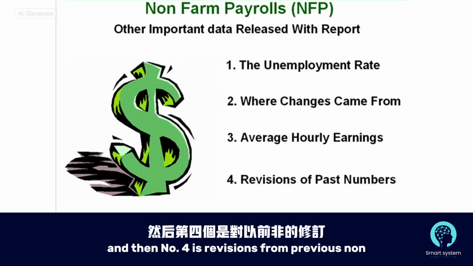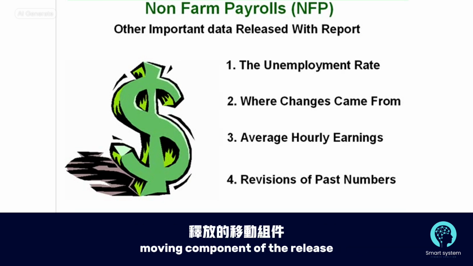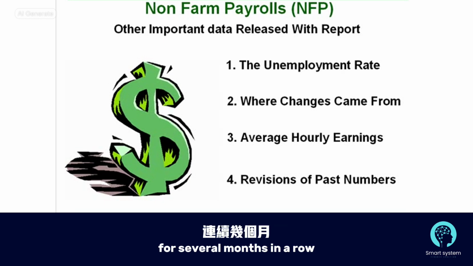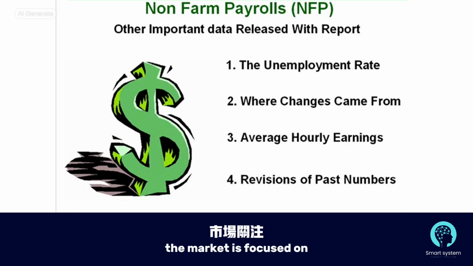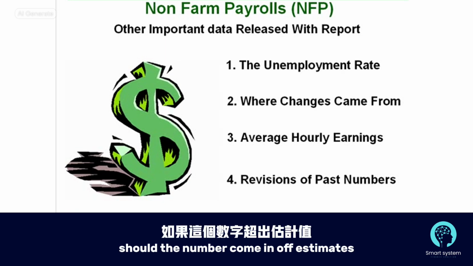And then number 4 is revisions from previous non-farm payrolls releases. This can be a market moving component of the release if there are significant revisions on the past month's numbers, as traders adjust their expectations for prices in the markets based on that revision. As with all economic numbers that we study, after following the release for several months in a row, you're going to have a good feel of what the market is focused on and how it will most likely react should the number come in off estimates.